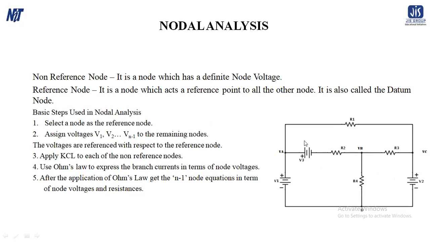So here VA, VB, VC, we consider three nodes in this circuit. The first one is VA, the second one is VB, and the third one is VC.